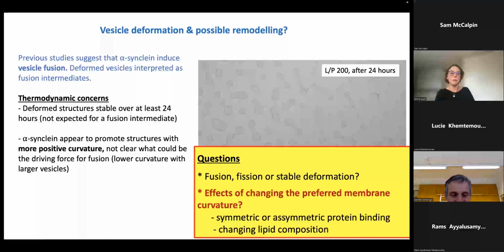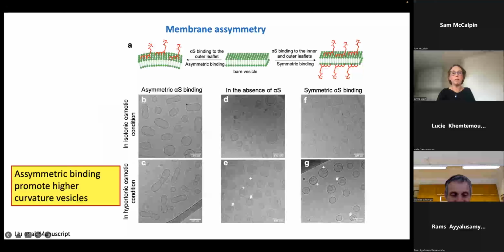And one question that one could, of course, ask is: I said that when you have a vesicle, the protein can basically only access the outer side, and that is what we believe is leading to preferred highly positive curvature. What would then happen if we have a symmetric binding of the protein?